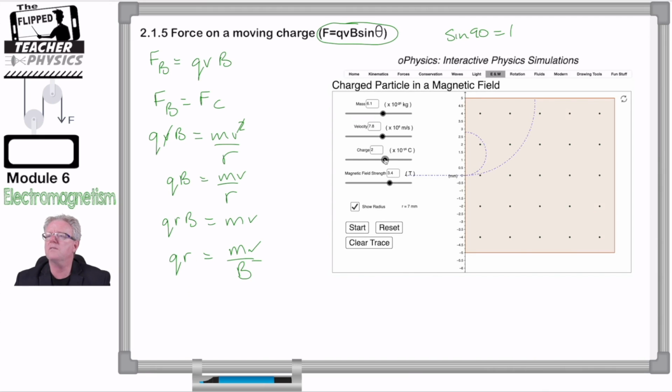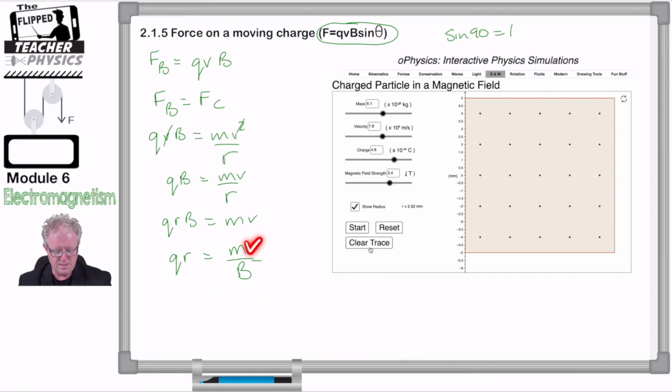So let's make the charge 1. Okay, press start, and then we have it curving downwards like that. Let's now increase the charge, and according to this equation, the radius should decrease. So let's have a look at that and see if we get a smaller radius. Yes, we do. So knowing this equation, and making these two equal to each other, I can now manipulate and relate the radius with the charge.